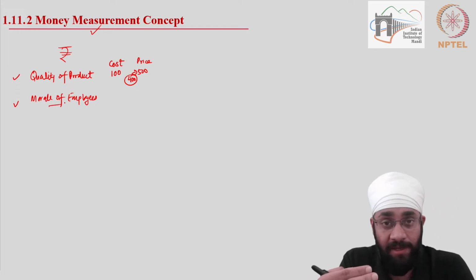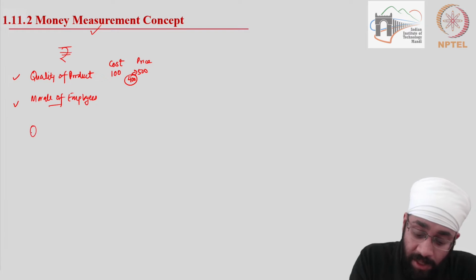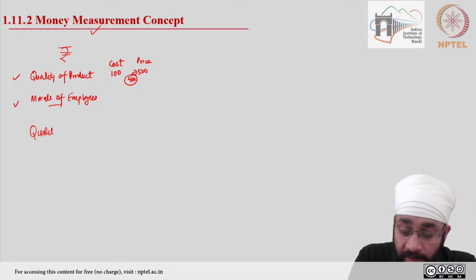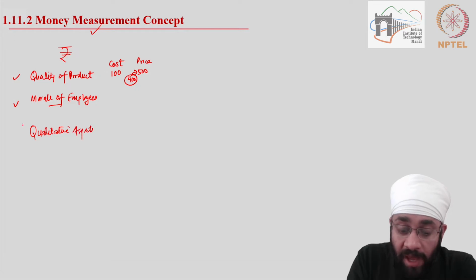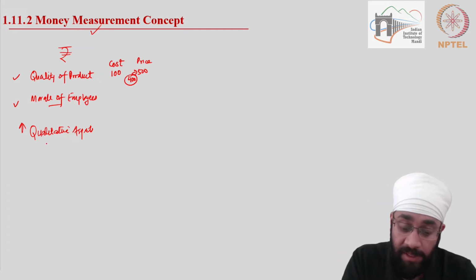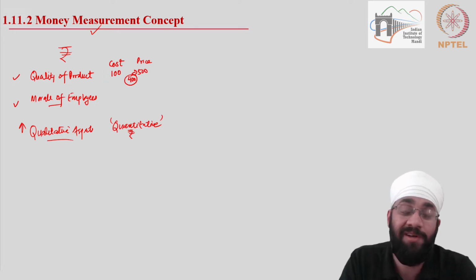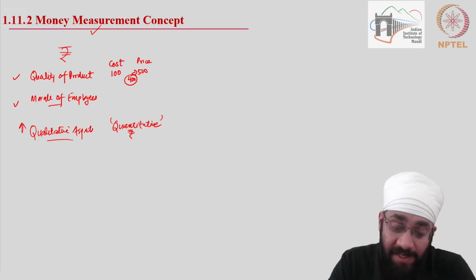But you do not write it down in the books of accounts as morale of employees. So do understand, you have to create a distinction between the qualitative aspects and the quantitative aspects. The qualitative aspects of business, although they may have high importance and they do affect the output of an organization, are not recorded. The only things that you can record in the books of account are quantitative numbers, and also in terms of money. That is the money measurement principle for you.